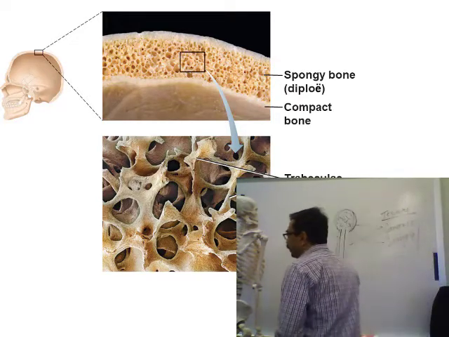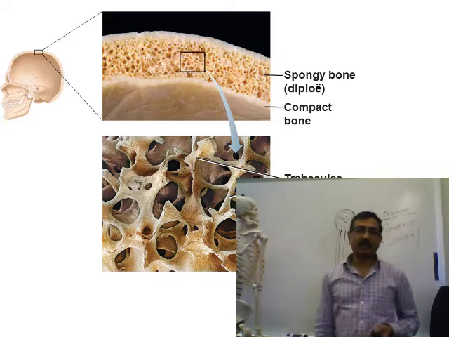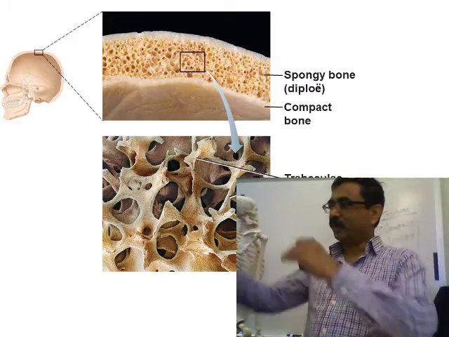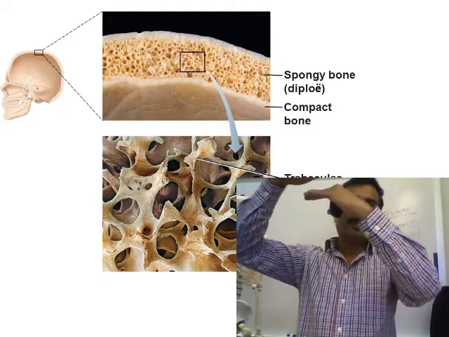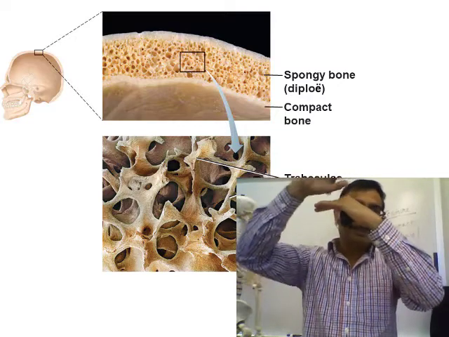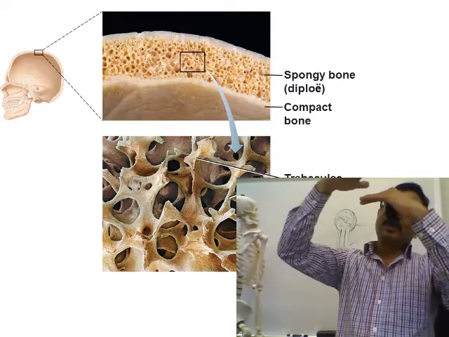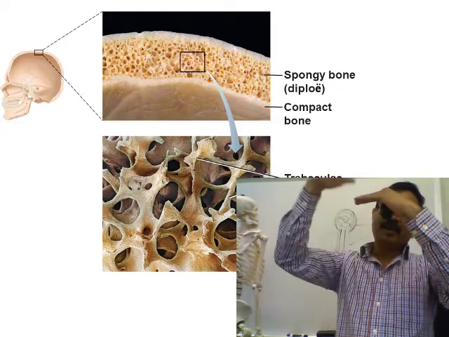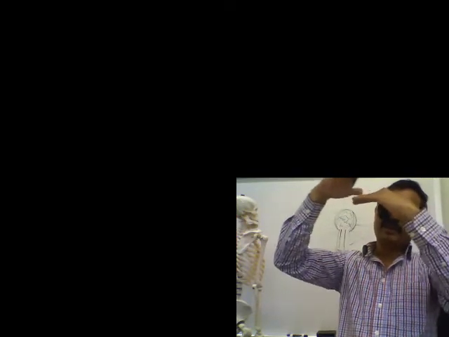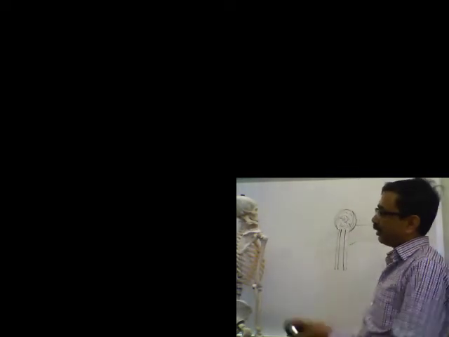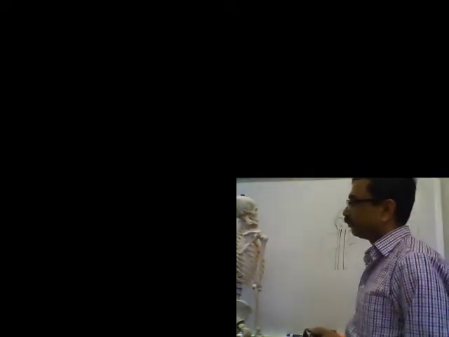In a flat bone, it looks like a sandwich. You know, a sandwich has two pieces of bun, right, and meat inside. So it's like this. The upper and lower, inner and outer layers are formed by compact bone, and the inside part is the spongy bone. So that's how the compact and the spongy are present in the flat bone.